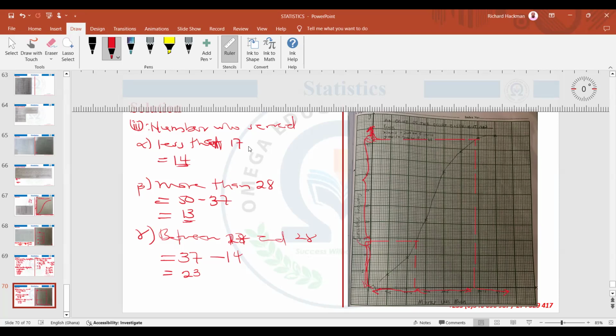Then we have at least 32. At least 32 is the same as what? More than 32. So you go and get the reading for 32. You subtract it from the total because we know that for more than, we usually subtract it from the total frequency. As for between, we can't do anything about it. It will be the same language. We can't change it. All correct.